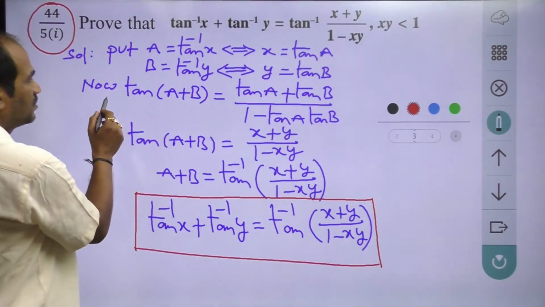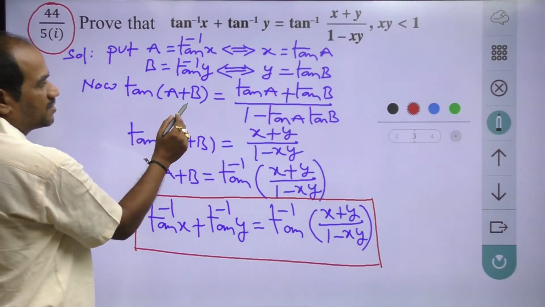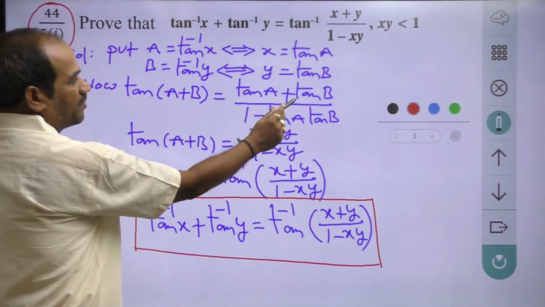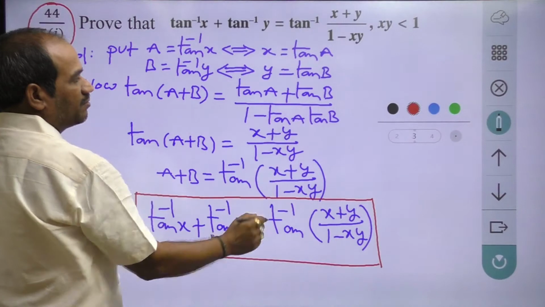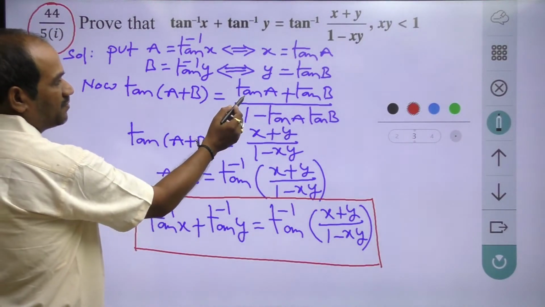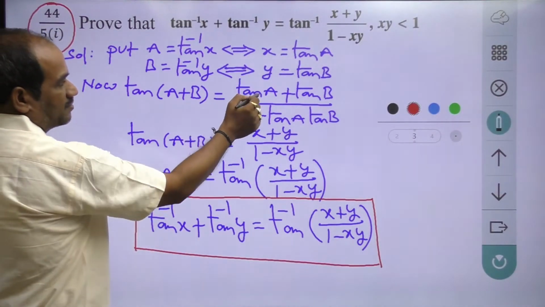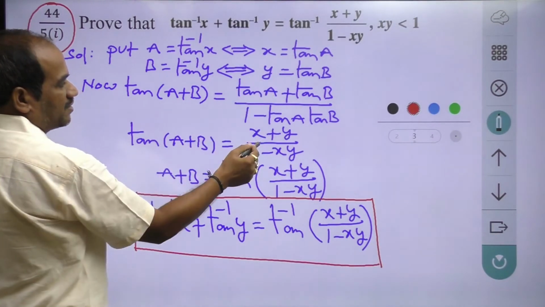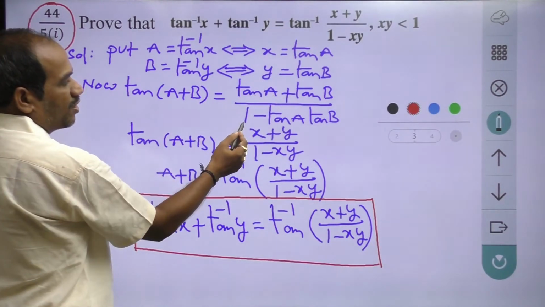So now see, this is the formula, tan of a plus b is equal to tan a plus tan b by 1 minus tan a into tan b. So replace these values here, tan a value x, tan b value y. Okay, replace here. So that is x plus y by 1 minus x into y.